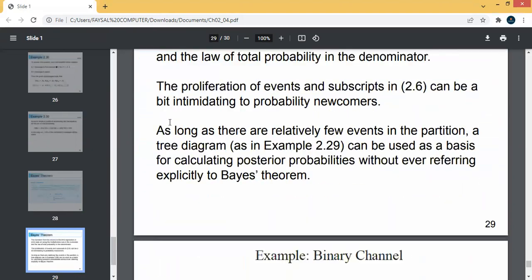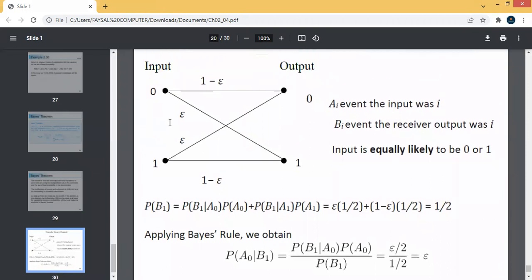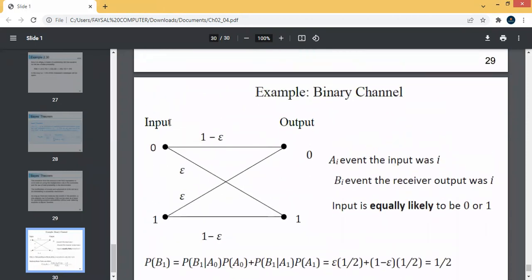Okay. Then there is a binary example. This is the last example. So binary channel: basically, there are inputs and outputs. This will be written as 1 minus mu. Ai is the event that the input was i, and Bi is the event that the receiver output was i.